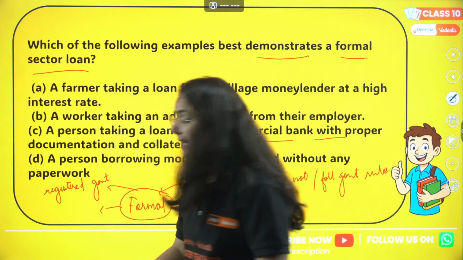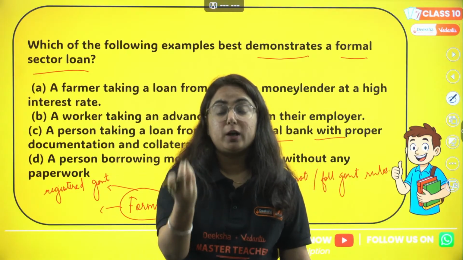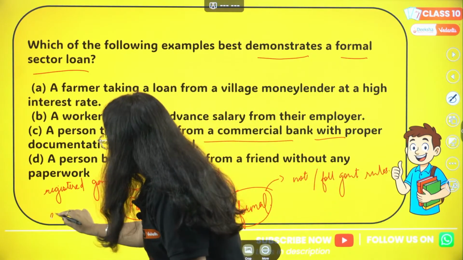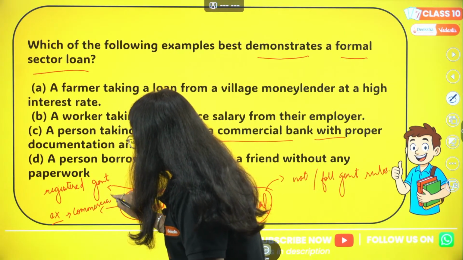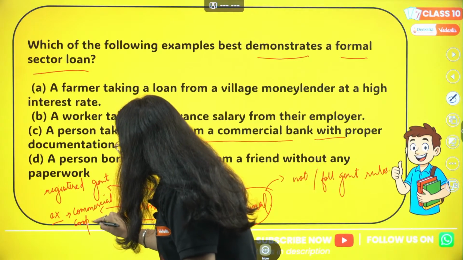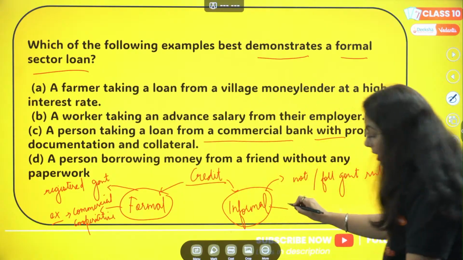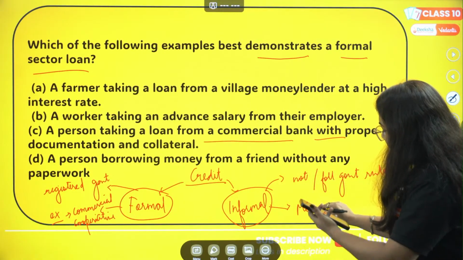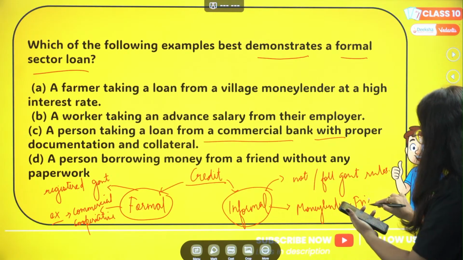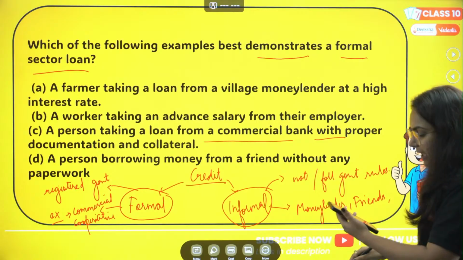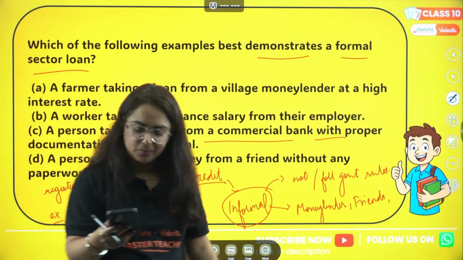In the formal sector, what are the examples? As they are registered, they have everything to be followed, like collateral and all the things. If we talk about the examples, all the commercial banks come as an example. Cooperative societies come as an example. NABARD comes as an example. When we talk about informal sectors, it's money lenders or your friends or your relatives. Like sometimes it happens, you take money from your friend for going out, not telling your parents.